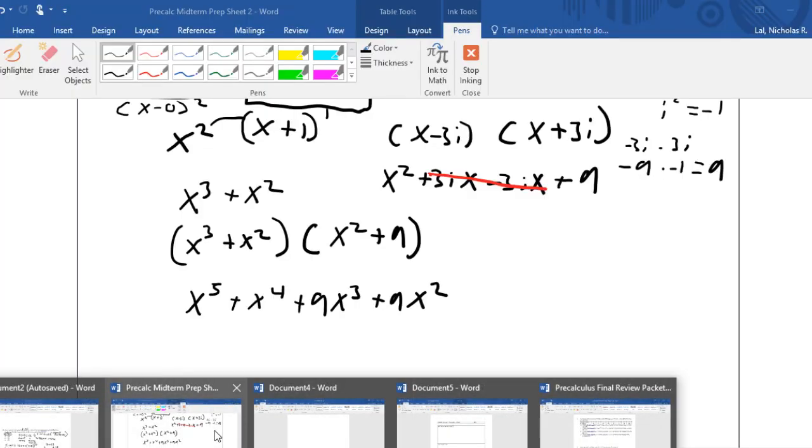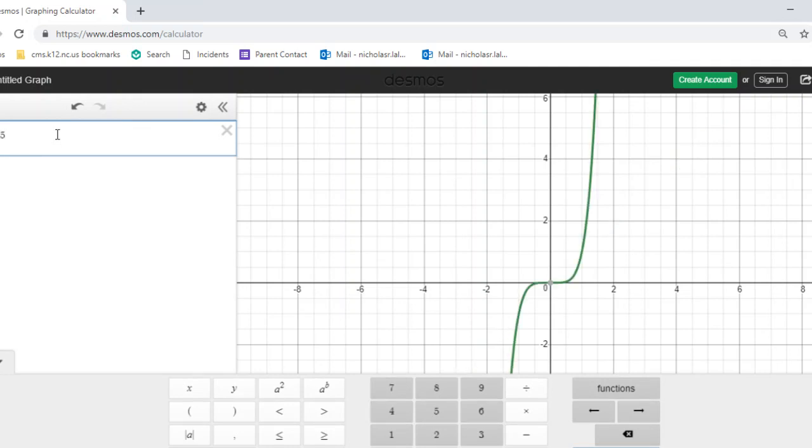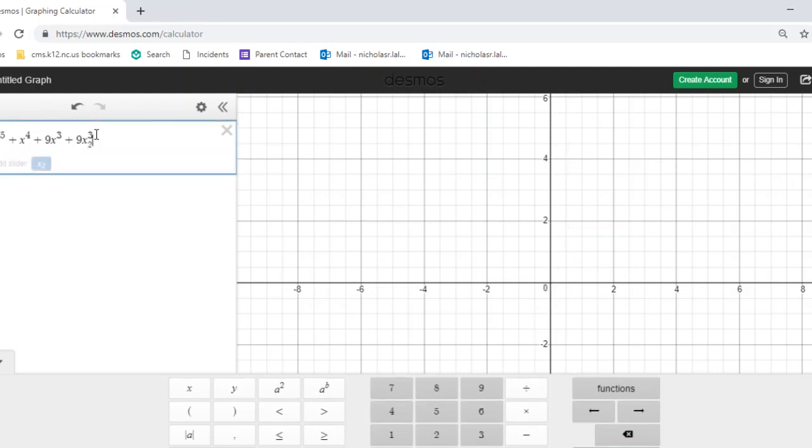All right, x to the 5th plus x to the 4th plus 9x cubed plus 9x squared. So that's not 9x to the 23, that's 9x squared. All right.